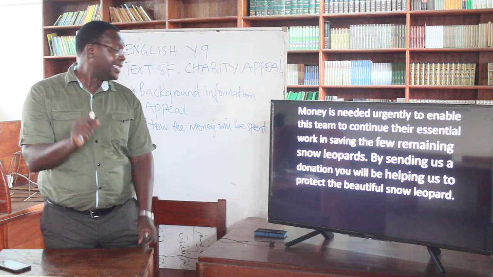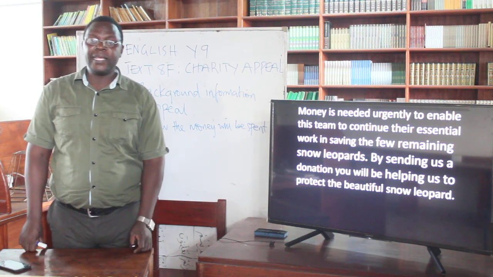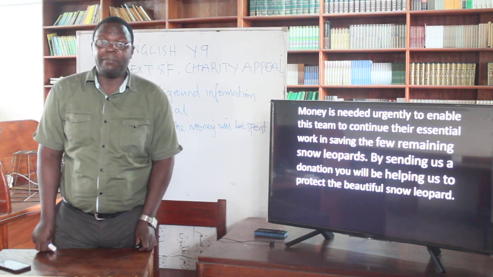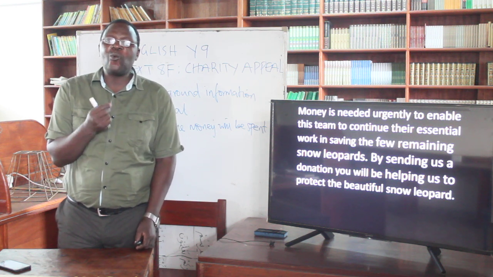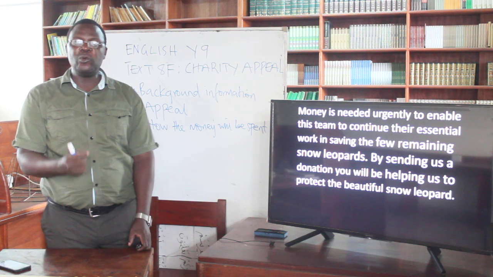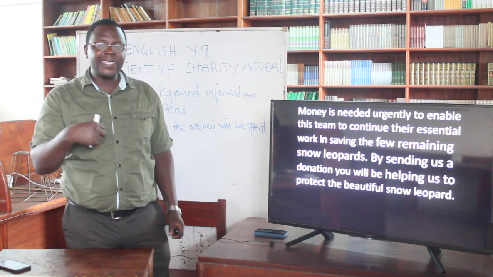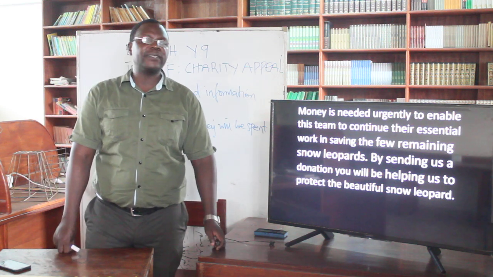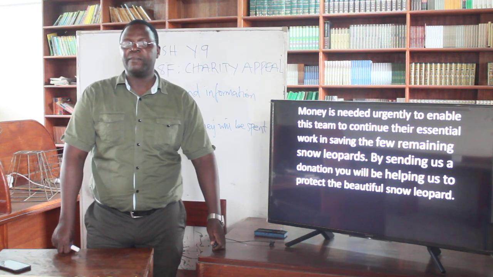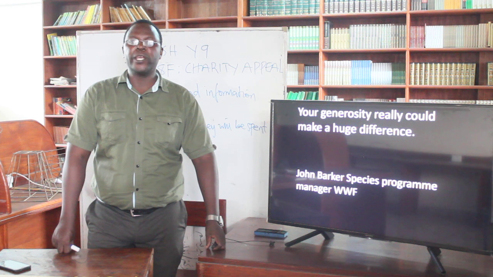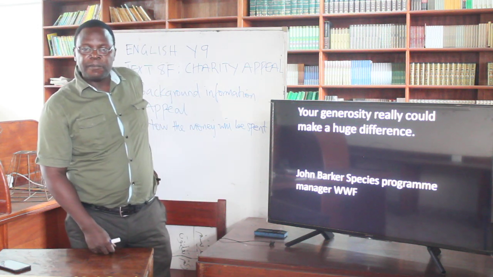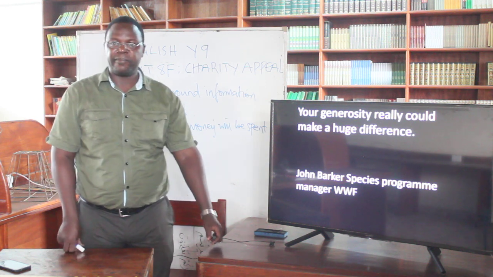Money is needed. Now, the last paragraph. Money is needed urgently to enable this team to continue their essential work in saving the few remaining snow leopards. By sending us a donation, you will be helping us to protect the beautiful snow leopard. Your generosity really could make a huge difference. This is a text by John Barker, Species Program Manager, WWF.